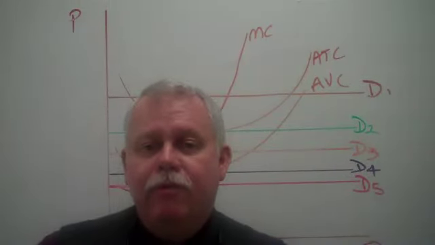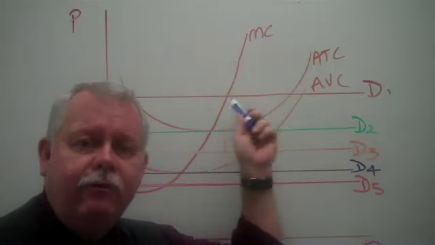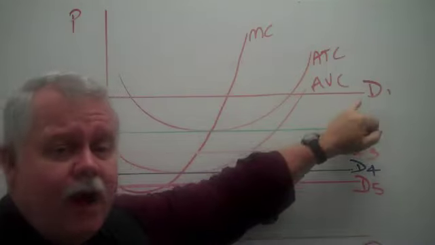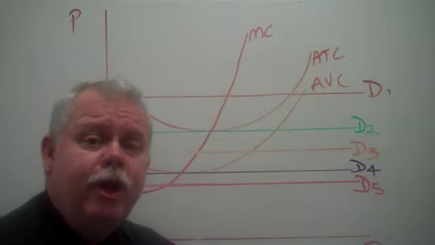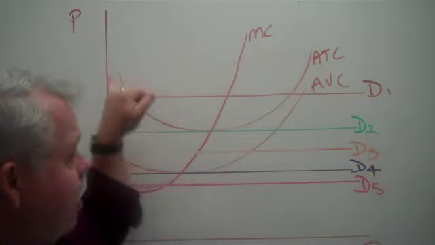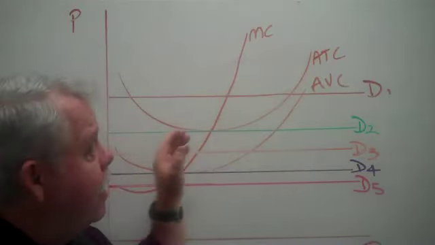Here's a perfectly competitive firm. How do we know that? Because the demand curve is perfectly elastic, flat. In fact, there are 5 different demand curves up here for this company, and we want to talk about the implications of each one. Notice we also have the average total cost, average variable cost, and marginal cost curves.